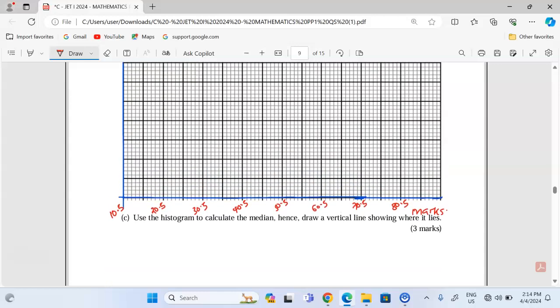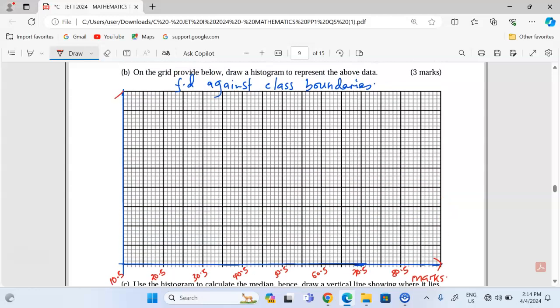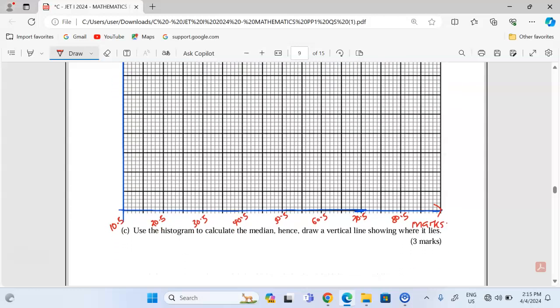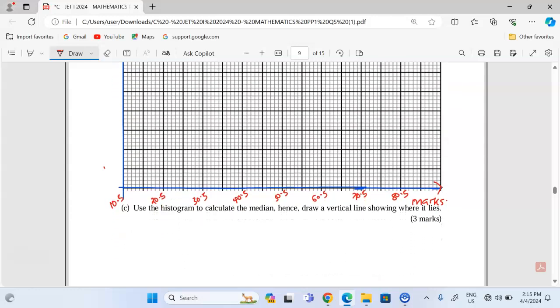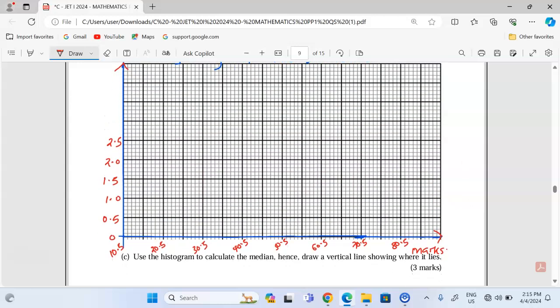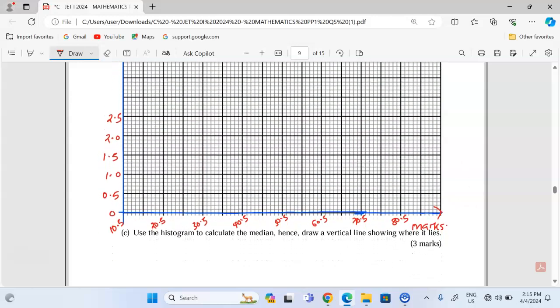On the vertical axis, we can talk about the frequency densities. Allow me to use intervals of 0.5. Therefore, from 0 to 0.5, 1.0, 1.5, 2.0, 2.5. Yeah, I think that is enough scale now. We can even include 3.0.